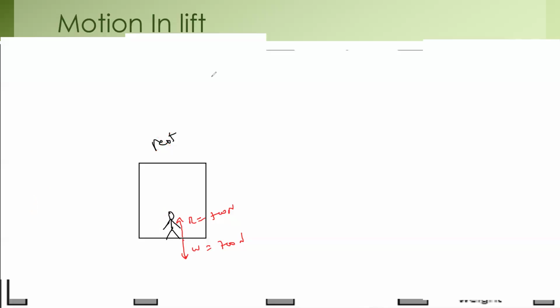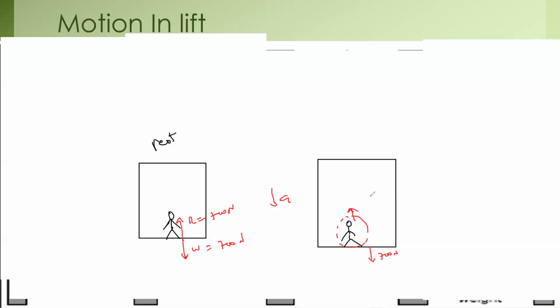But if the object is stationary, so if the object is accelerating downward, our weight is 700 Newton, but because of our inertia, we always try to resist the change. Our body will try to resist the change. How will it try to resist the change? By applying a force in the opposite direction. For example, if the body tries to minimize the force, it applies a force of 100 Newton.